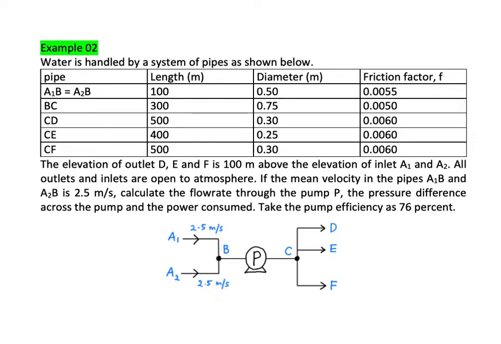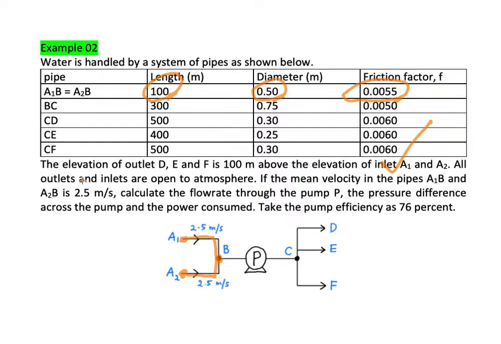Okay, now we go for example number 2. Water is handled by a system of pipe as shown below. So we have pipe A1B equal A2B. So that means water from here to here and water from here to here is using the same type of pipe. The length is 100 meters, diameter is 0.5, and the friction factor is 0.0055. And then all the other pipes' length and diameter are shown in this table.